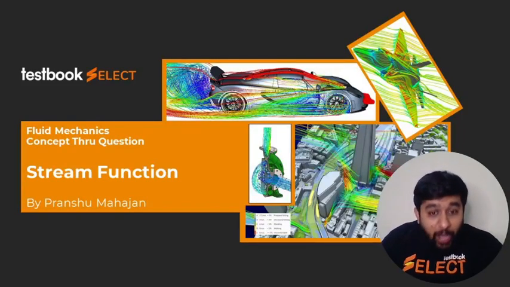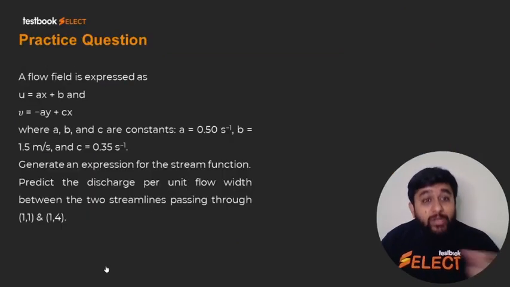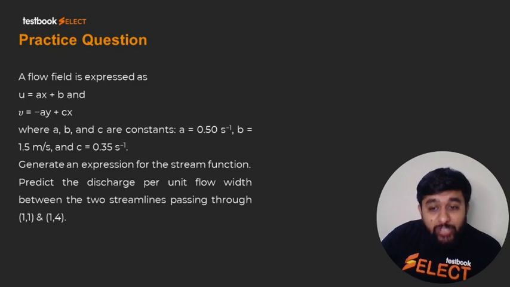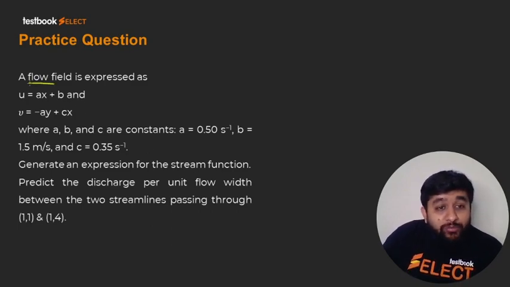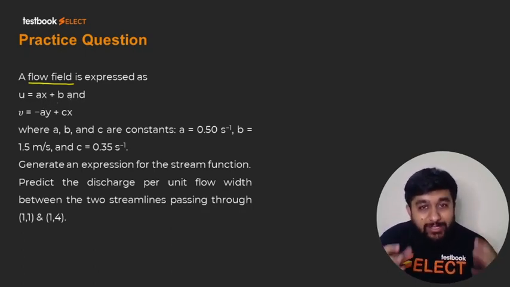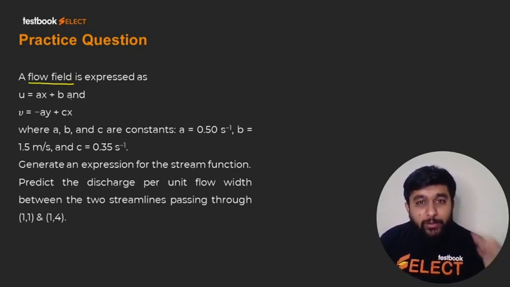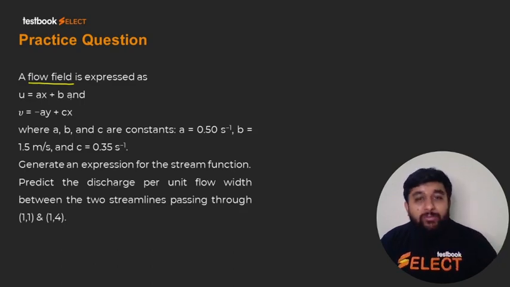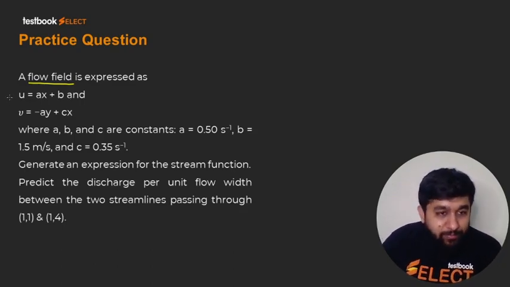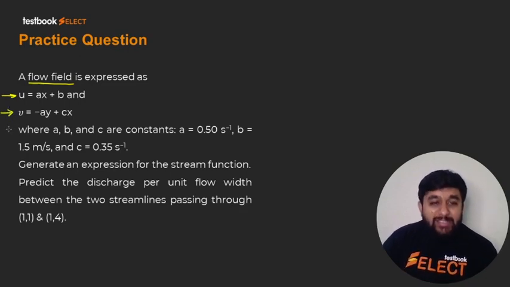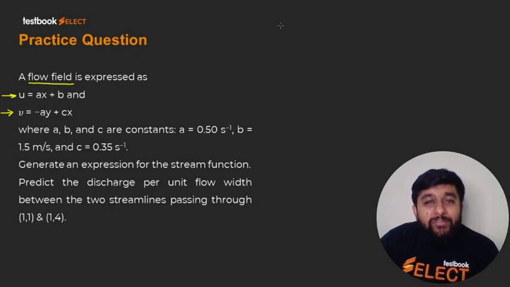Anyways, without wasting any time, let us quickly go through the questions. Check what it says. It says a flow field is expressed as, so flow field, basically the space where the fluid is moving, and we are calling it a field because we are going to use the Eulerian approach. Every term will be expressed as a function of position and time.